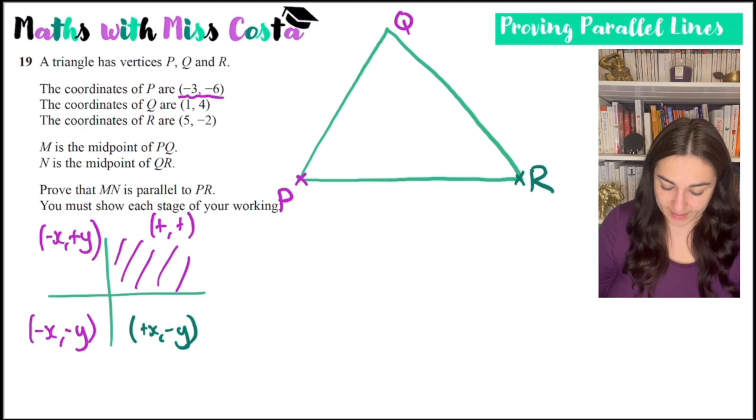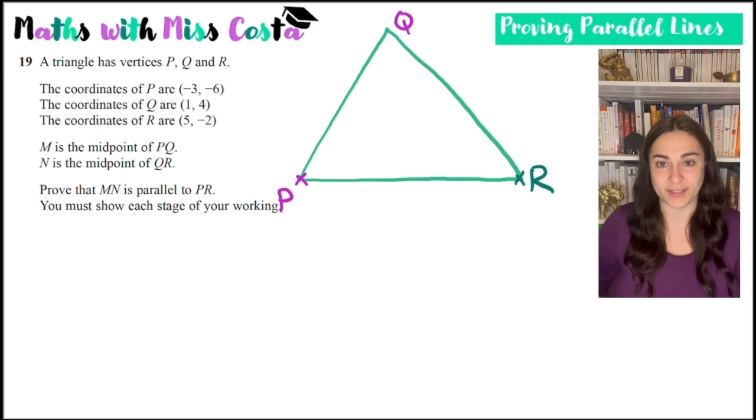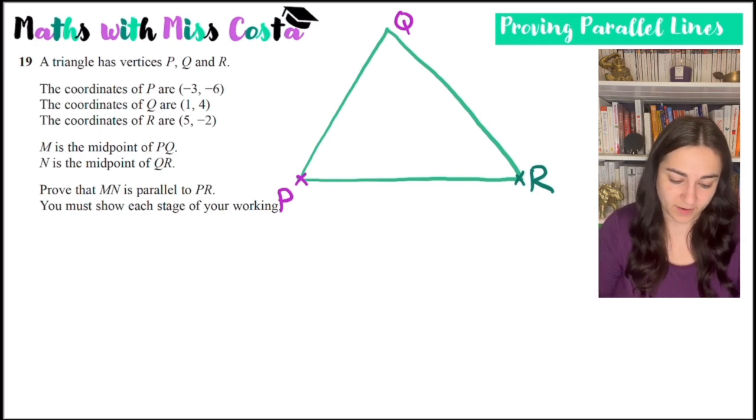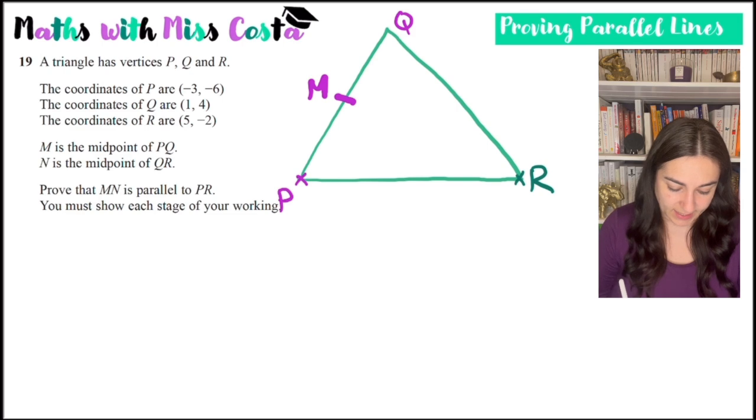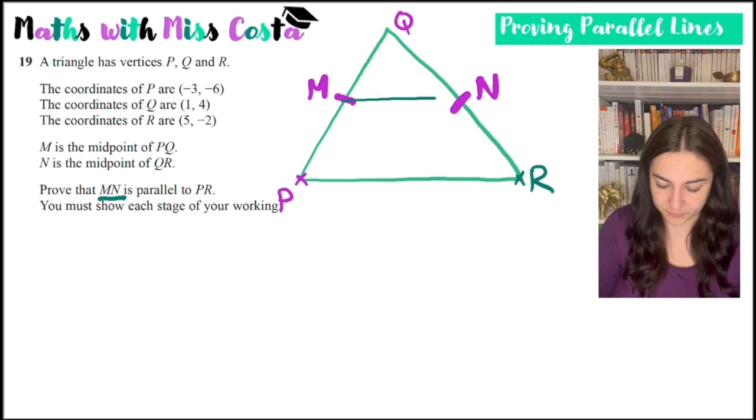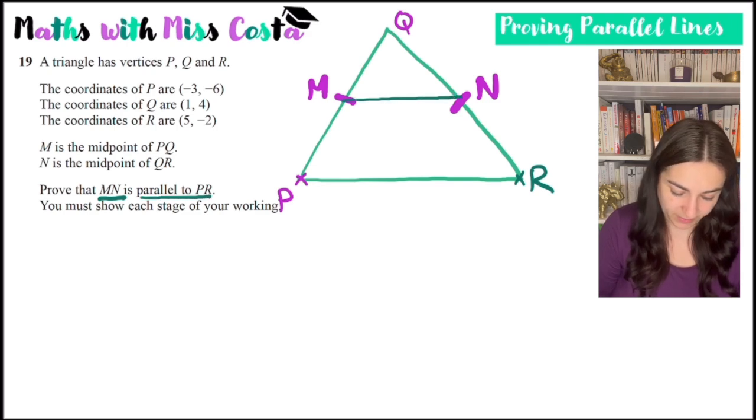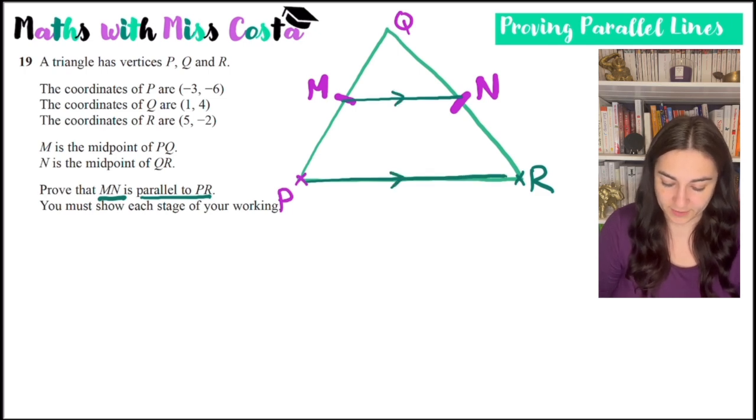So let's have a look at what's going on. It just helps to sometimes sketch it so that you can visualize what the question's asking you to do, because I am then told that M is the midpoint of PQ. So I know that this is where M would be, and N is the midpoint of QR. Okay, so that would be where N is. And I need to prove that MN, so if I drew a line from here to there, is parallel to PR. Okay, well, that looks pretty good to me in terms of looking parallel.